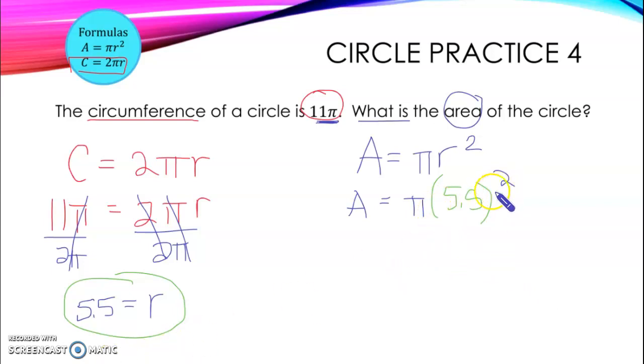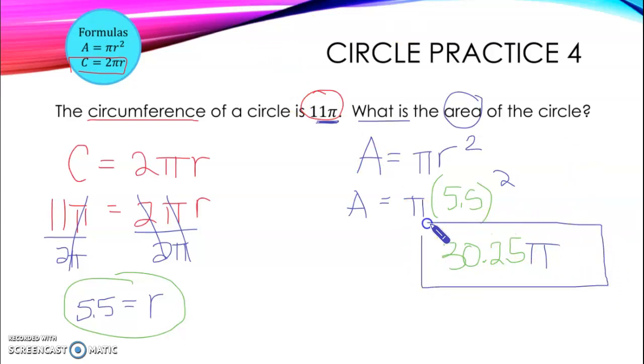And so I'm going to plug this into my calculator. 5.5 squared is 30.25. And again, this is being multiplied by pi. Typically, we write the pi second. And this is the exact form of the area of this circle.